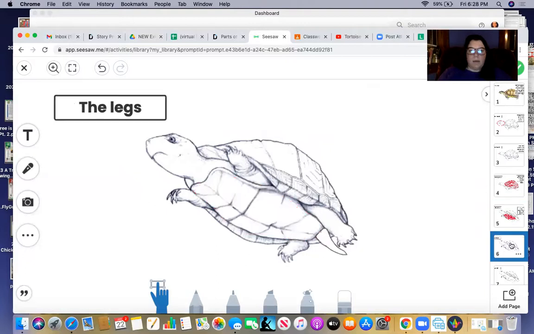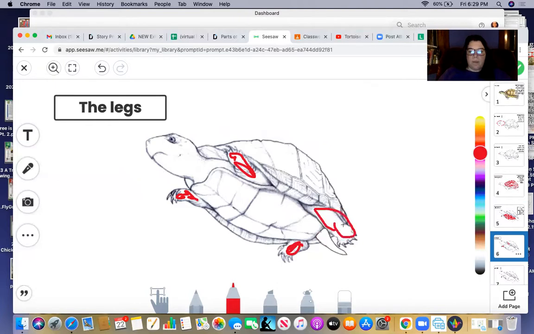And then the turtle has legs. And if you notice here, I'm coloring in the legs, so you can see that. And its legs have claws.